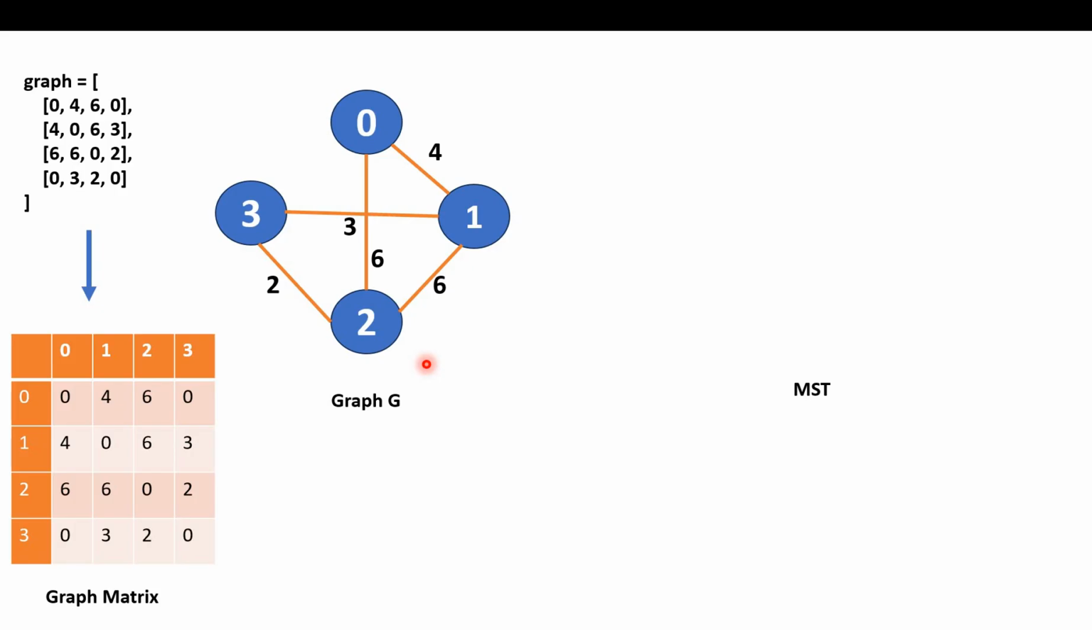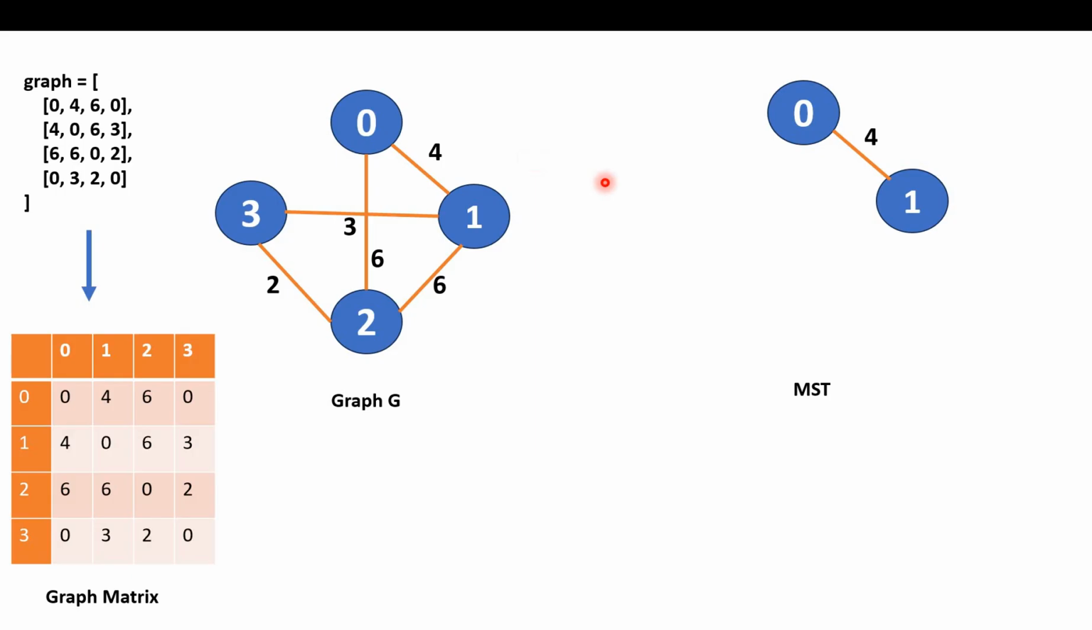Now you have to find the minimum spanning tree. Means you have to find the shortest path between all these vertices by using Prim's algorithm. So how to find it? See, you need to first visit vertex 0. So this is your starting point or source vertex. Now from 0, which one is the minimum edge? The weight of this edge is 6 and the weight of this edge is 4. So which one is minimum? 4. Means after 0, you have to visit vertex 1 and the distance between them is 4.